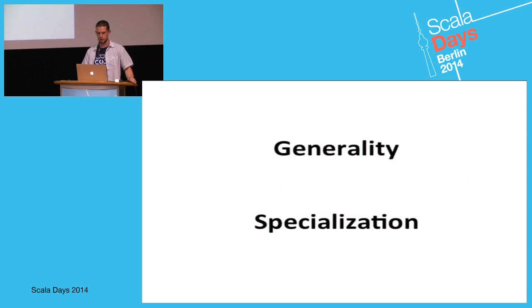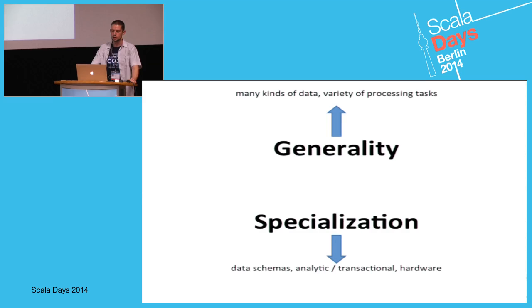More generally, there is a big trade-off when we build systems between generality and specialization. On the one hand, we want to be very general in the systems that we build. In particular, if you look at data processing systems, we want systems that work for many kinds of data and for a variety of processing tasks. But on the other hand, we need to specialize to get good performance. We need to specialize with respect to data schemas, with respect to whether we are running analytical or transactional workloads, and we even need to specialize to our hardware platforms, whether we're running on a single box or on a cluster of machines, or maybe we have GPUs or SIMD architectures that we want to target.